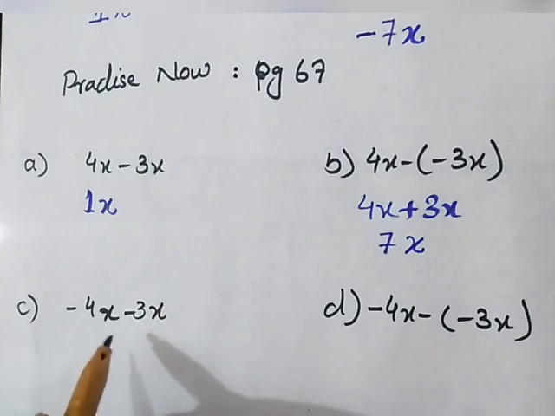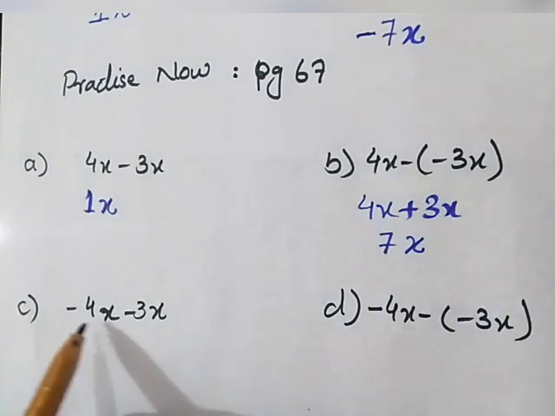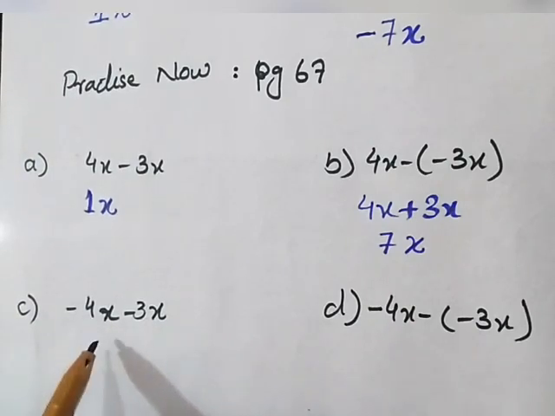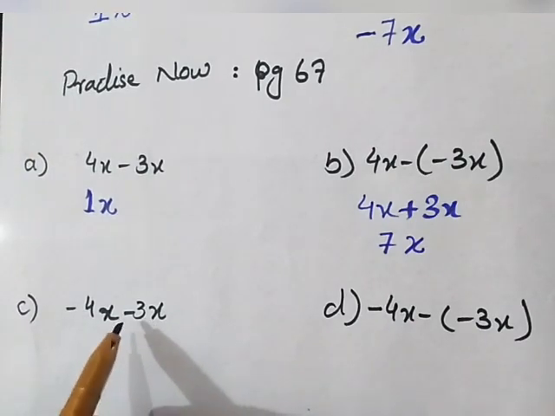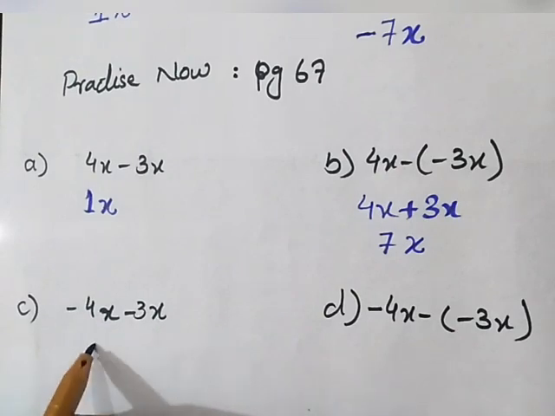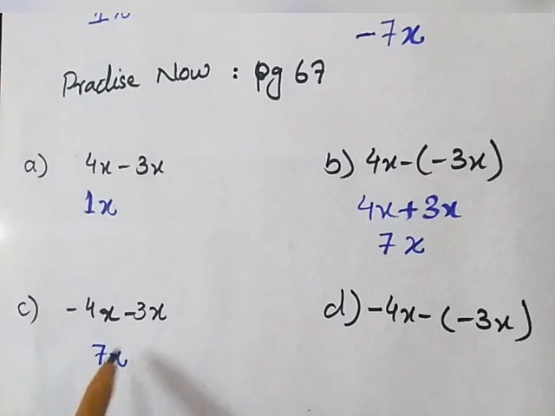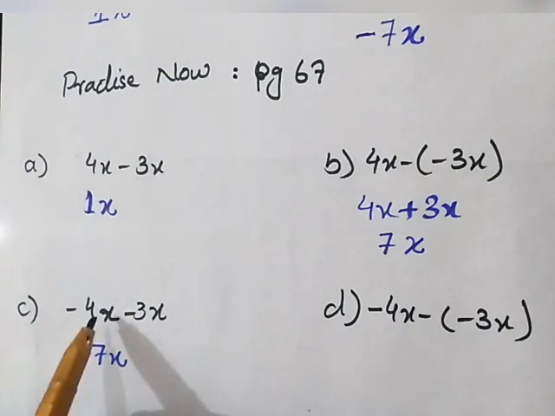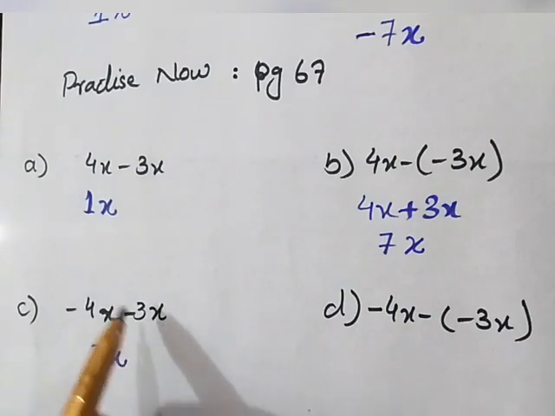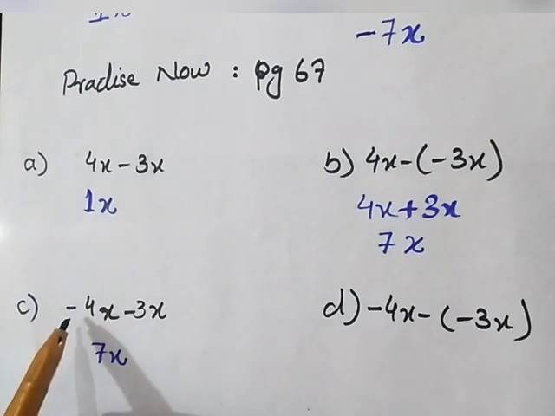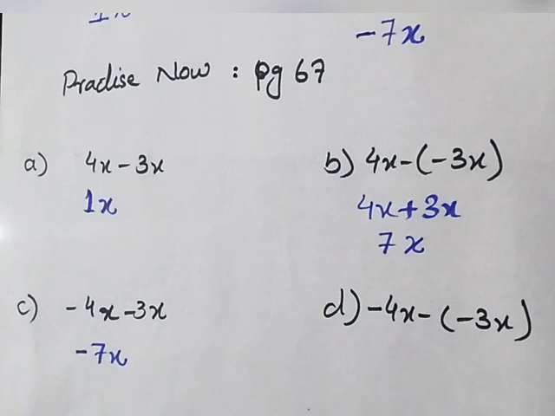In part C, you can see that both the terms 4x and 3x have the same sign. Whenever the terms or the numbers have the same sign, we add the numbers. 4 plus 3, 7. And write the x also, that is the base of this term. Now what will the sign become here? Whenever terms with the same sign are added, we place the sign that both the terms have. Both the terms have the minus sign, so we put the minus sign here.